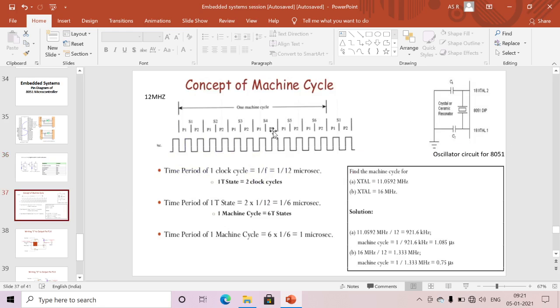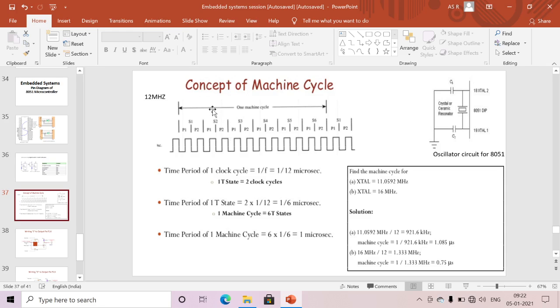Okay, next we'll discuss more on the machine cycle. Here this is our clock frequency. Let us assume I am just giving 12 megahertz. In this 12 megahertz, one high to low I am mentioning as P1 and P2. Next high to low, two high to low, I am considering as state 1. Every 2 clock cycles I am mentioning as state 1, and finally 6 states I am mentioning as one machine cycle.